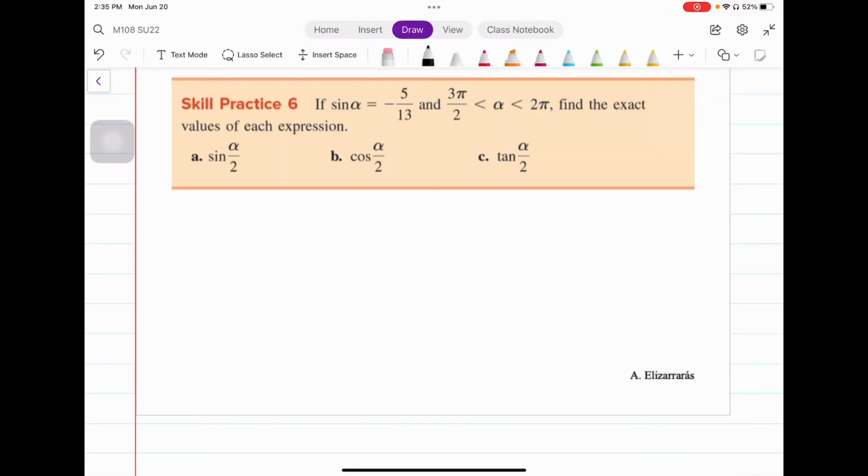Okay, if sine of alpha equals negative 5 over 13, and alpha is between 3 pi over 2 and 2 pi, find the exact values of the expression. So you know what we're going to do. We're definitely going to draw this out.